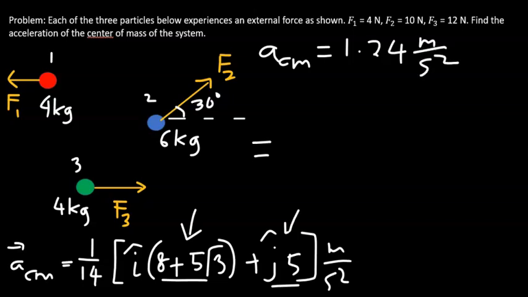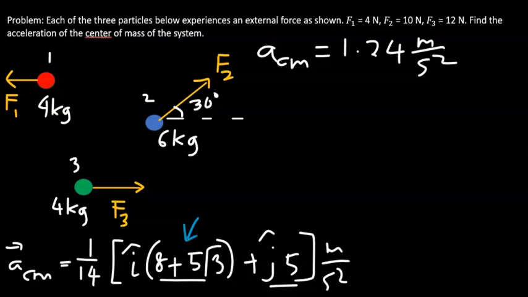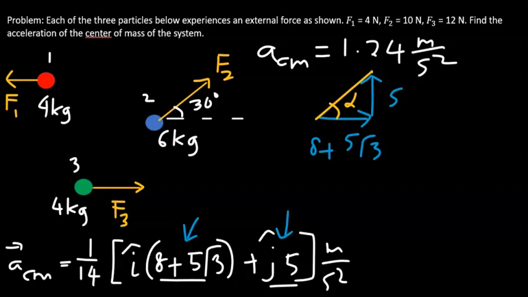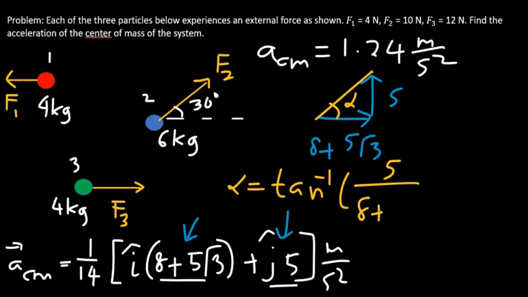What about the direction? We note that the x component of that acceleration is positive. The y component is also positive. So this is 8 plus 5 square root 3, and this is 5. So we can compute this angle. Let's call it alpha. So alpha is quite simply arctangent of 5 over 8 plus 5 square root 3. And you get about 16.7 degrees for the direction of acceleration.